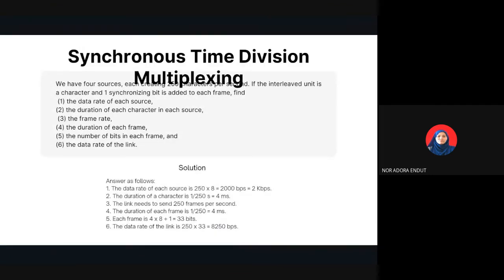Okay, so another example. We have 4 sources, each creating 250 characters per second. If the interleave unit is a character and one synchronizing bit is added. Okay, so here another example is given, with a synchronizing bit. So how many bits is one character?